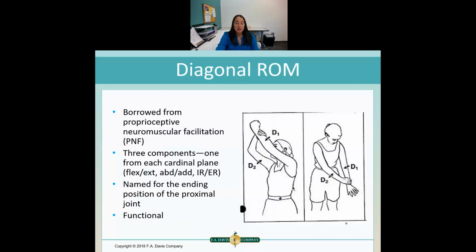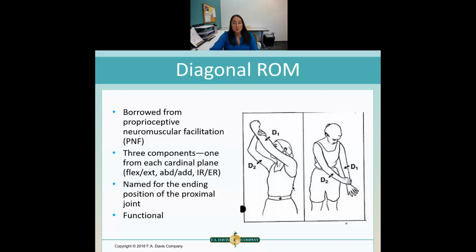Diagonal range of motion. So PNF patterns, that's proprioceptive neuromuscular facilitation. Those are diagonal patterns that are used to mimic our functional movement, and they combine several planes of movement, and typically they'll go across the body and combine flexion and extension types of movements.